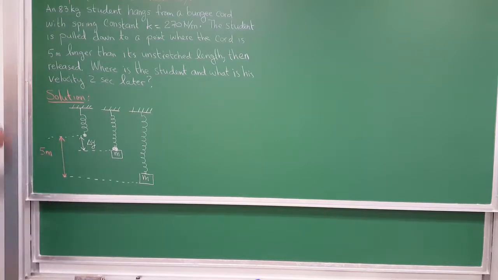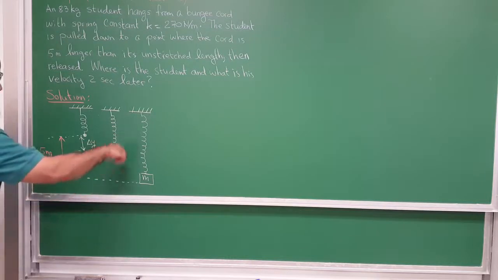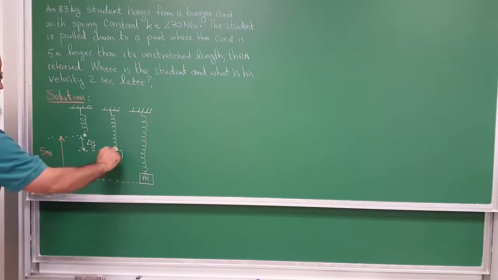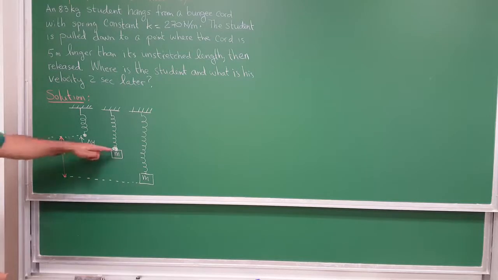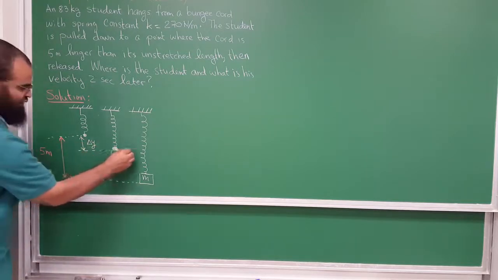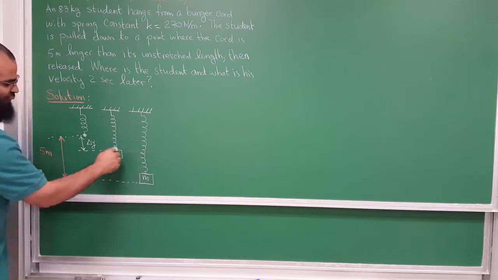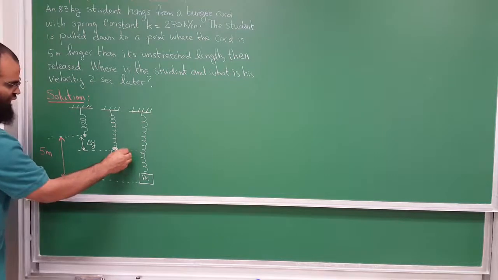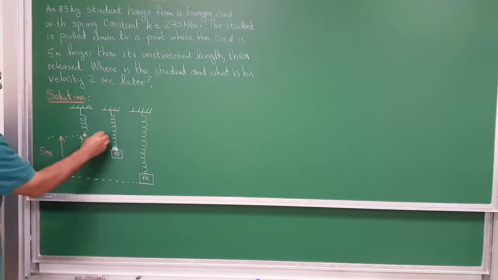In order to calculate the amplitude, you see the oscillations will be about this point. The student will go up and down about this point. This will be the new natural length of the spring. I want to know what delta Y is, and then I can figure out the amplitude. The amplitude is how far you are from the equilibrium point. This is the equilibrium point, so I need to figure out delta Y.